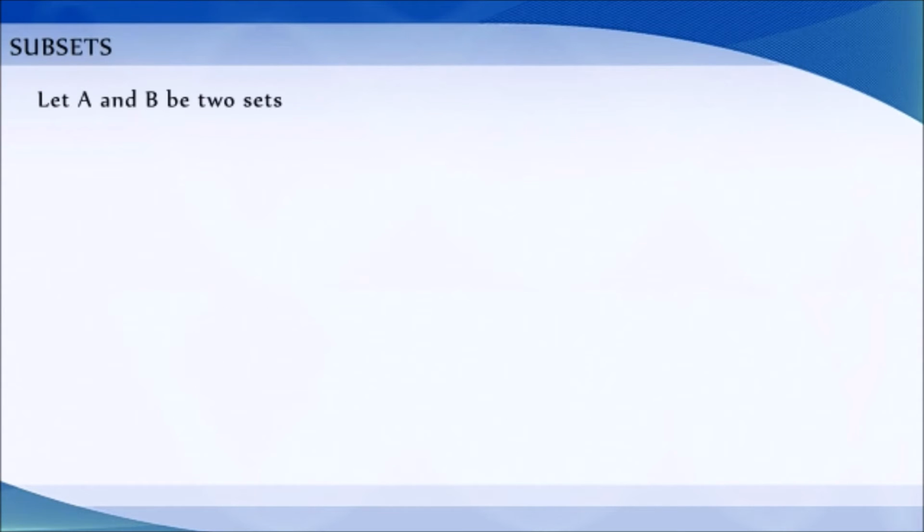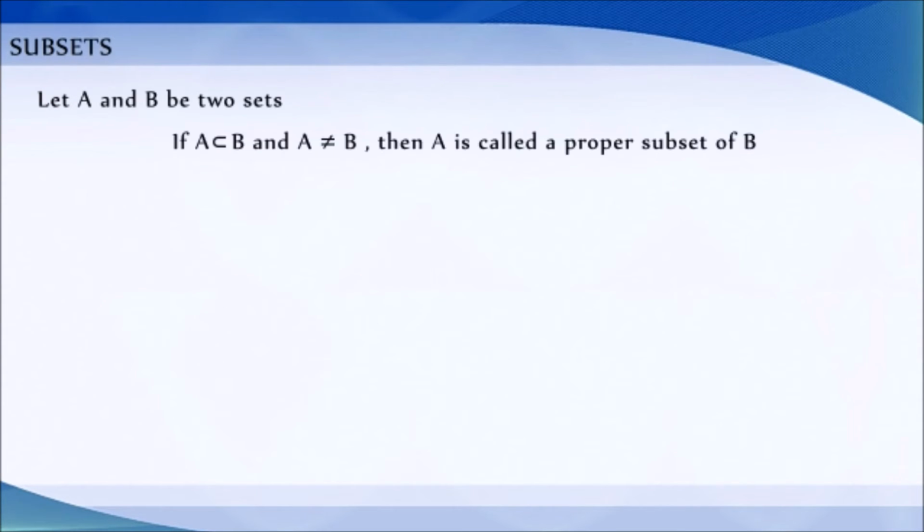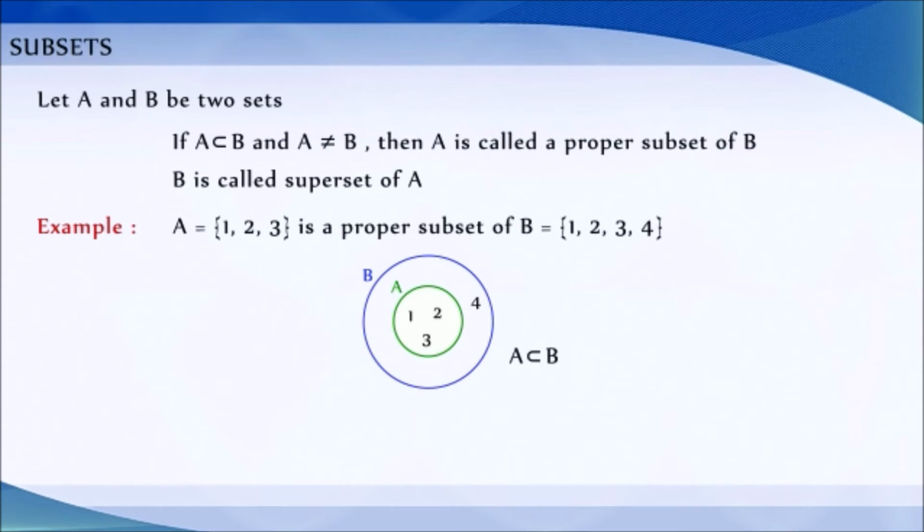Let A and B be two sets. If A is subset of B and A is not equal to B, then A is called a proper subset of B and B is called superset of A. A set with a single element is called a singleton set.